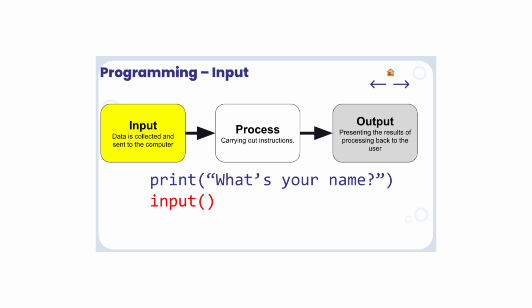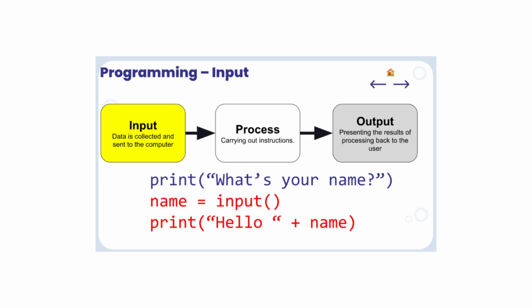Whenever you get input, you must assign it to a variable. It's one of the things that beginner coders always forget. See how we change the line from just input to making the variable name equal to the input so that whatever the user puts in gets stored in the variable name.